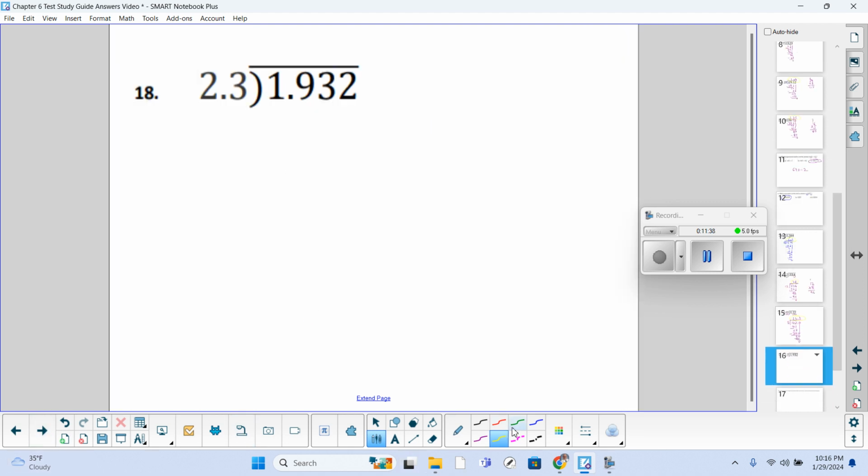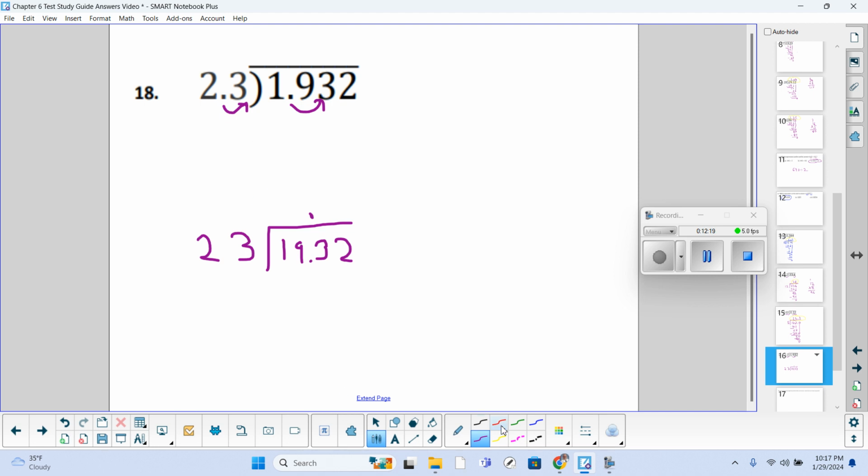Number 18, slightly larger number that we're going to be working with in the sense that we're going to have to make that 23 a whole number. So I would have to move this one decimal place over. Once again, I'm not just moving decimal places. I'm multiplying by 10, multiplying this by 10. So I'm able to rewrite this problem as how many times does 23 go into 19.32. Right? As we've shown in class before, this is mathematically equivalent to this original problem.